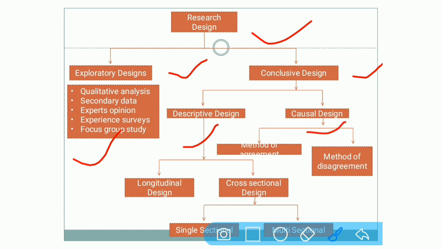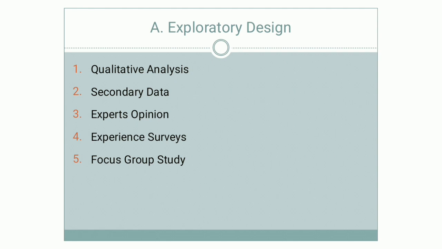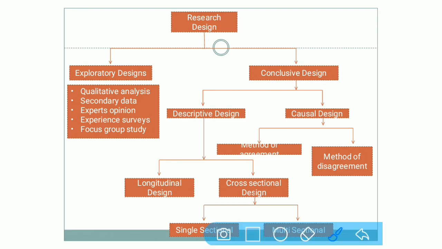Again, under descriptive design, there are two parts, longitudinal design and cross-sectional design. And under the cross-sectional design, there are two parts, single section, multi-section. Now, if we talk about the causal design, under that there are two parts, method of agreement, method of disagreement.